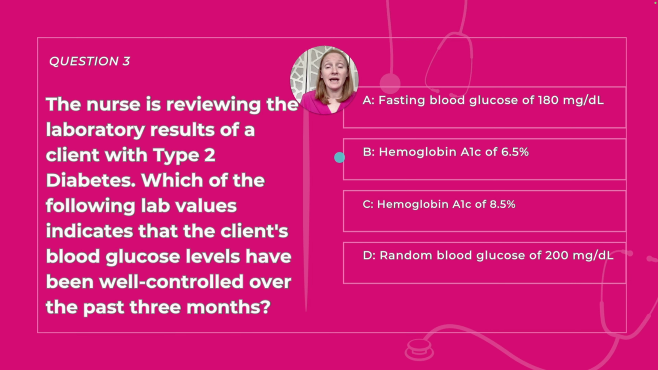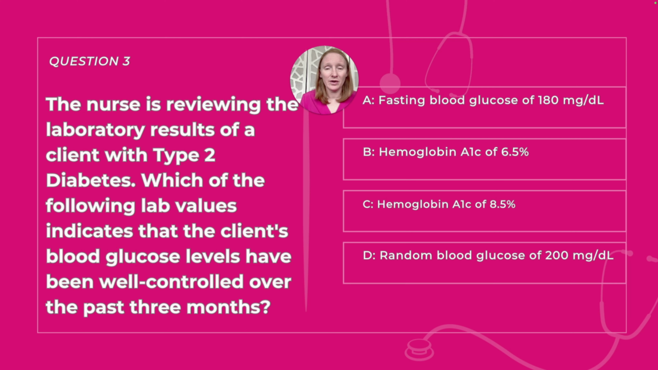And in this case, A1C, if it's under 5.7%, that is considered normal. So 6.5% is still on the high side. We might think this does not represent well controlled. However, there is an alternate normal range for people with diabetes, and that is under 7%. 6.5% is definitely under 7%. Therefore, this is actually considered well controlled for the past 3 months for a type 2 diabetic. This is going to be our correct answer.